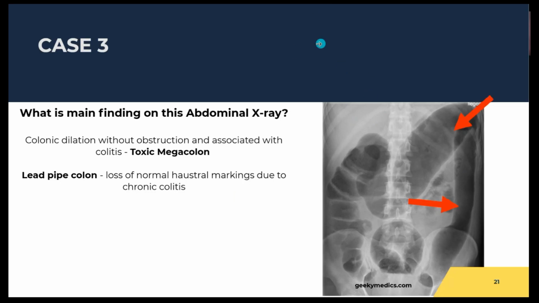Okay, so on this abdominal X-ray, the key features are massive colonic dilatation without obstruction, and the colon also appears smooth because we lose the haustra, which are the lines, which is a classic UC appearance, also known as lead pipe colon.